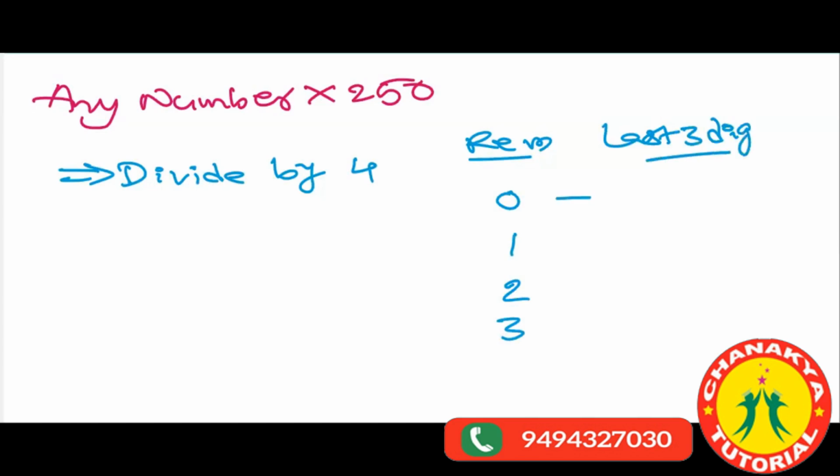So tell me, 0 is the remainder, then 000. 1 is the remainder, 250. 2 is the remainder, 500. And 3 is the remainder, 750. Good. And the last one, multiplication by 500.